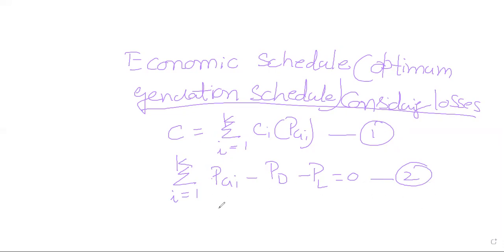Here K is the total number of plants. Pgi is the generation of the ith plant. PD is the total load demand. PL is the total transmission loss.